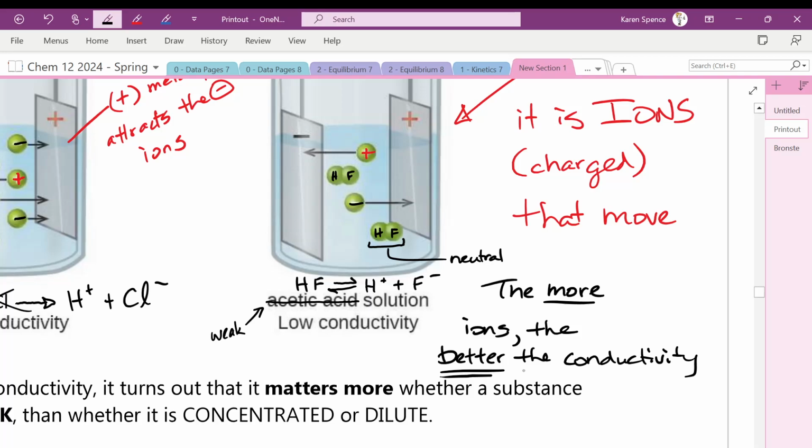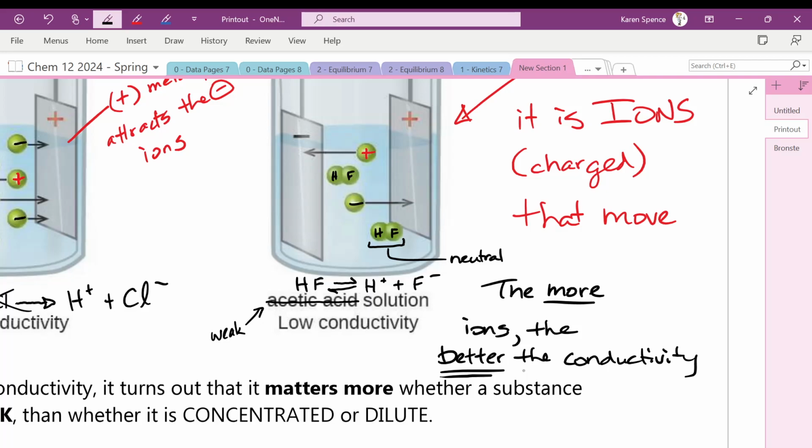So there are two factors that affect conductivity. Conductivity depends upon the number of ions. What's one thing you can do to make sure that you have more ions in your solution? Say you're given some strong acid and some weak acid. What can you do to make it more conductive? Which acid would you use? You would use the strong one, yes? That would give you more ions.